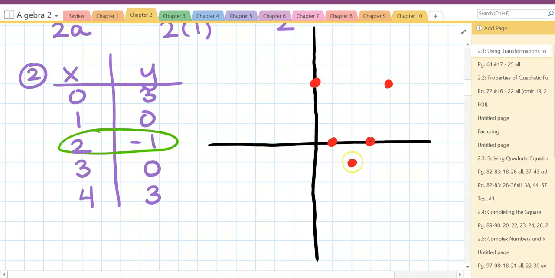Then what I'm going to do is just connect those dots in that curved V shape. They should not be straight lines. You can't connect a straight line for those 3 points. It's not going to work. You're not going to hit all of them. So you need to get that curved shape happening.